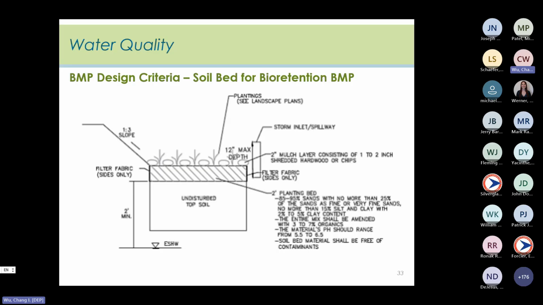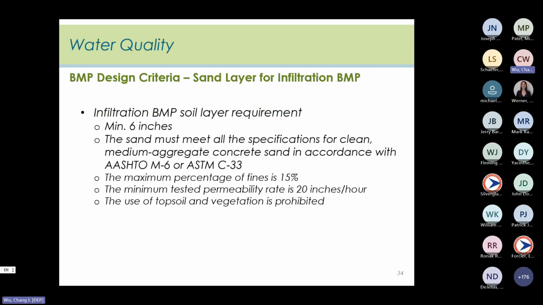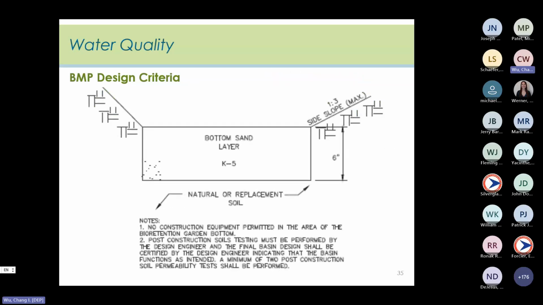So this soil bed meets the requirement. And for infiltration BMP, the soil layer needs a minimum of 6 inches, and the sand needs to be a minimum of 6 inches, and the sand must meet all the specifications as we stated in the BMP manual. So again, look at the details from the site plans, and you can see that a 6 inch sand layer is designed for the infiltration BMPs.